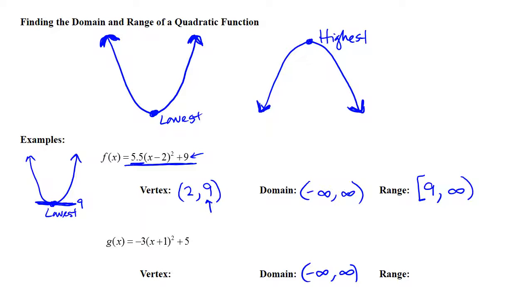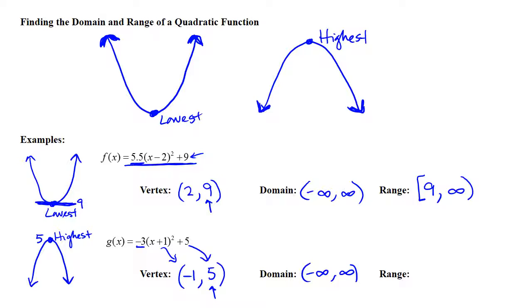In the next example, I have g of x equals negative 3 times the quantity x plus 1 squared plus 5. Here we have an a value that's negative, so the graph is going down. So the vertex is now the highest point. Well, let's identify what that vertex is. Again, the x value is from the inside of the parentheses, negative 1, changing the sign, and the y value is from the outside term that you're adding on, and you keep the sign, that's 5. So the vertex is negative 1, 5, and the y value would be 5, and that's my highest y value.